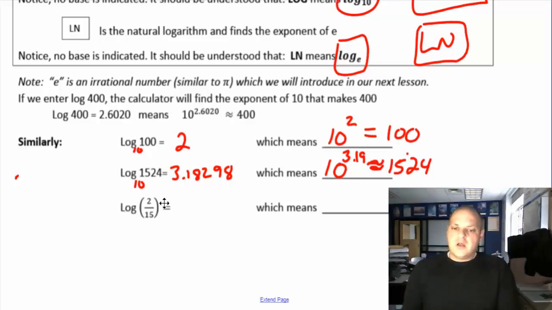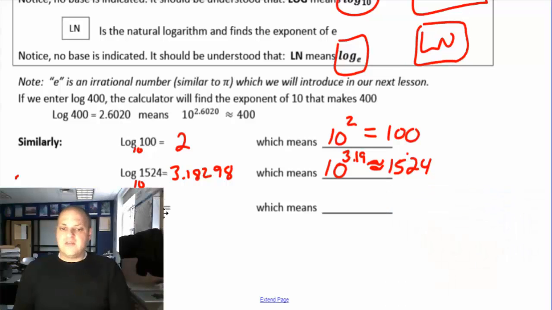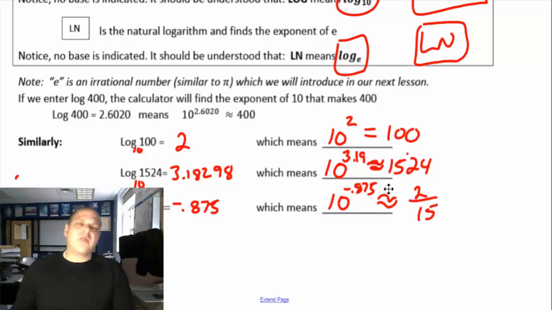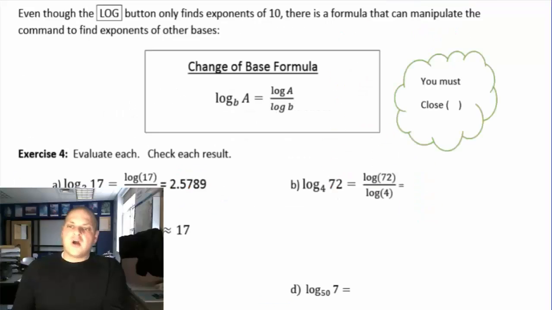And then this one here, log of 2 over 15, same idea, right? Log 2 over 15 is negative, because you knew it was going to be negative because it came out to be a fraction. The base is 10 here. We'll just call it negative 0.875. There's some other decimals in there too. That means 10 to the negative 0.875 is approximately 2/15. Approximately, because I rounded it. All right, so that's the idea for these logarithms.